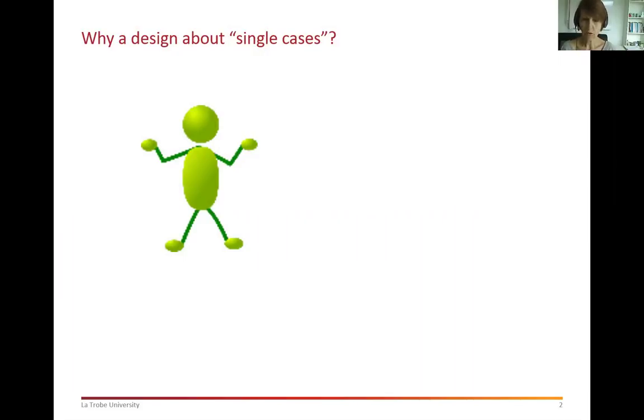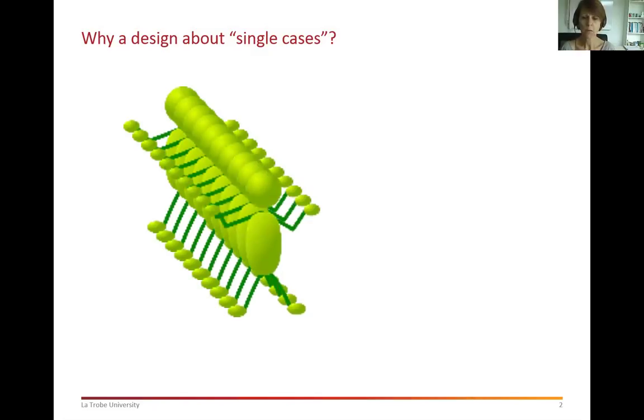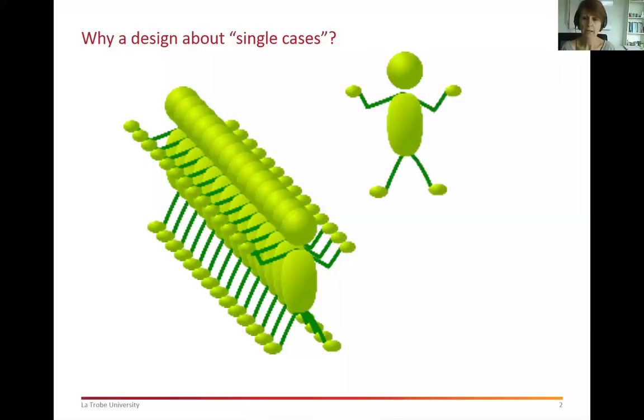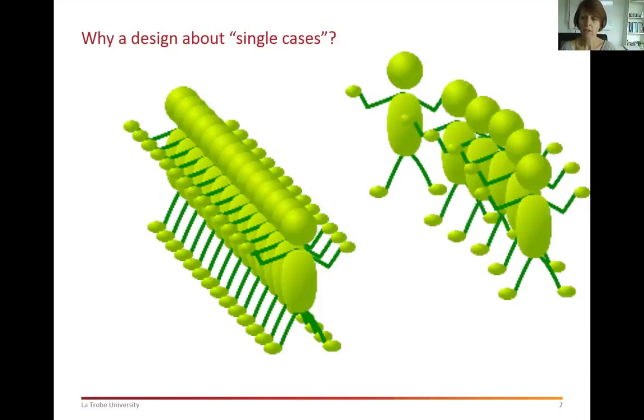Well, we know that if we want to ask a question about treatment effectiveness or efficacy, for example, what we're wanting to do is try to recruit as many participants as we can from a population that share the characteristics. So we want people who are as similar to each other as possible. And then we want to randomly allocate them to two groups.